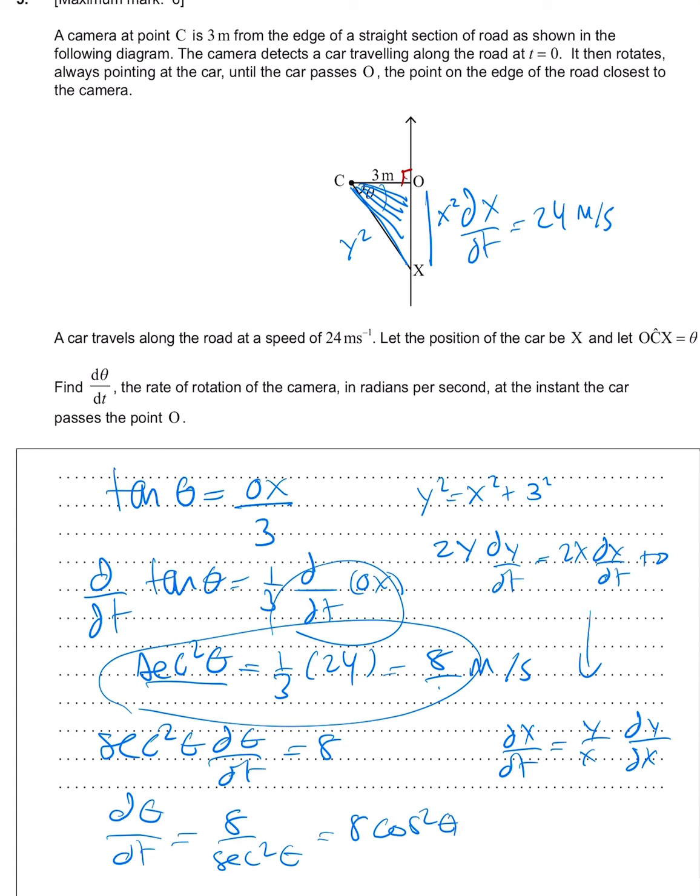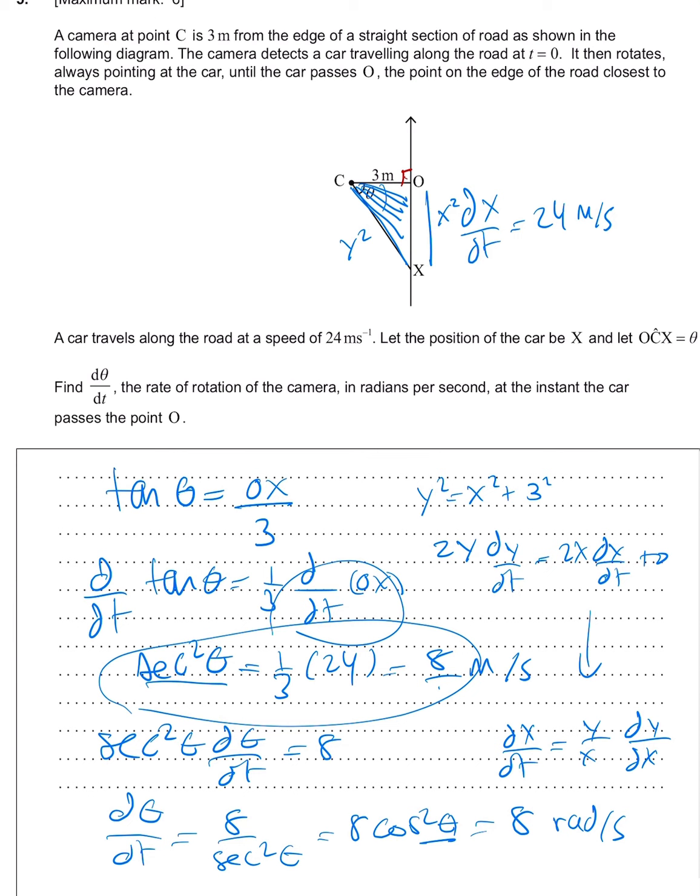Now, I need to find the cosine squared of theta at this point. And the cosine of this angle, right there, well, this angle is going to be 0, right? When this line approaches O, theta is going to become 0. And the cosine of 0, what's the cosine of 0? 1. So this will be 8. So the rate of rotation of the camera will be 8 radians per second at the instant the car passes the point O. Okay. I think that makes sense.